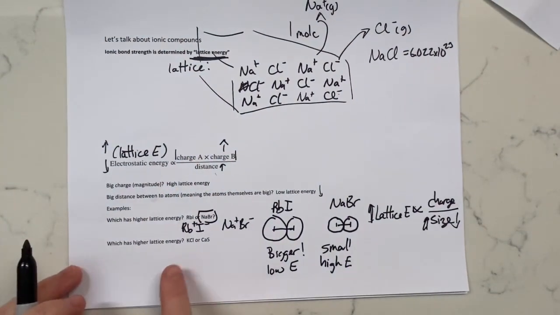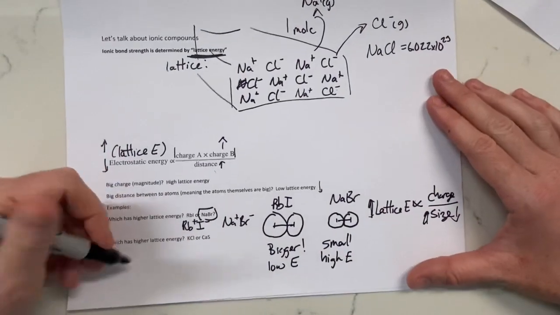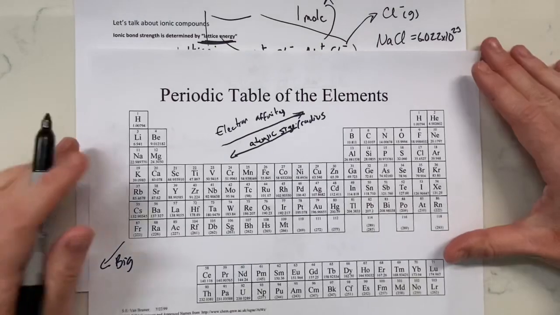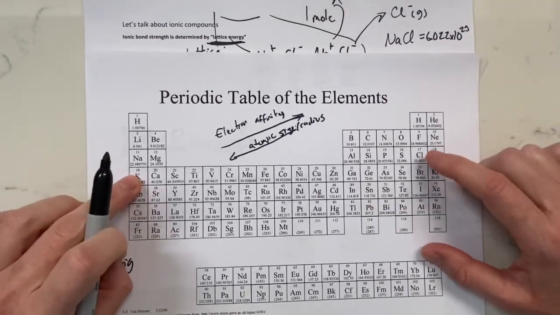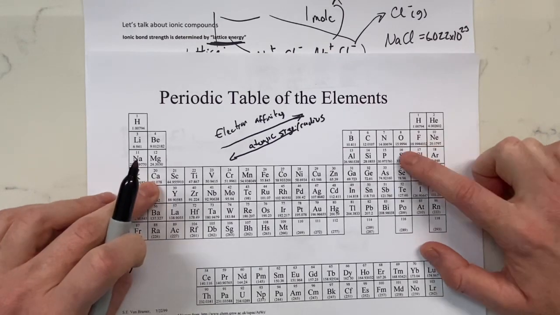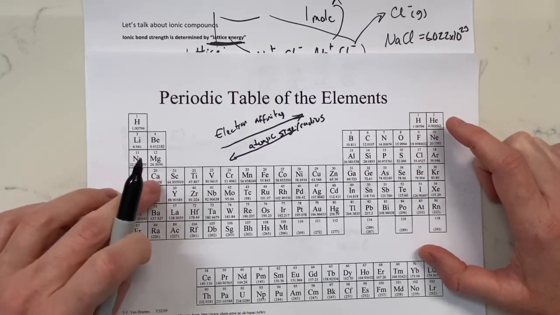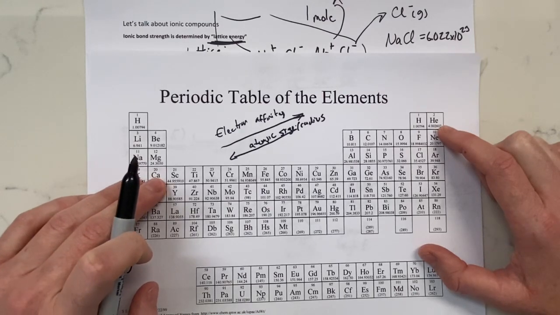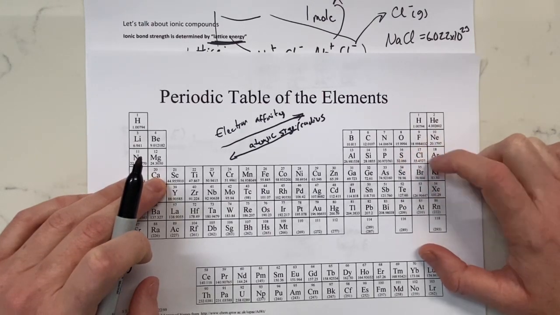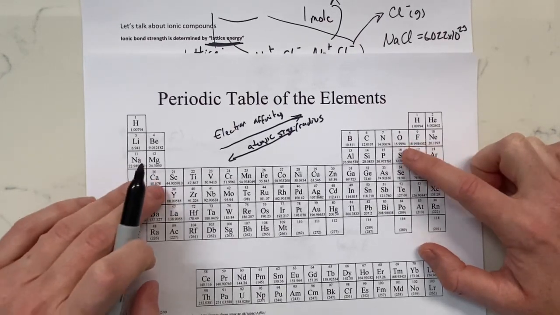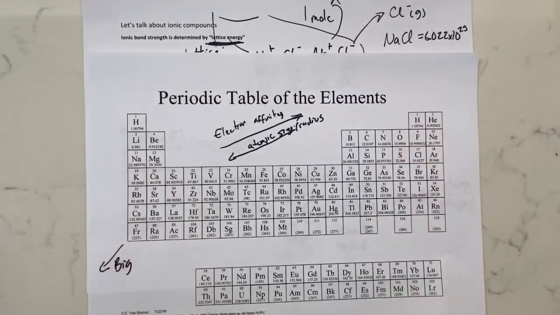Let's look at the next question. Which has a higher lattice energy, KCl or CaS? So potassium and chloride, or calcium and sulfide. Well, potassium and calcium are both very close to each other, so they'd be really similar in size. Sulfide and chloride are also very similar in size. They're also right next to each other. So we're not looking at size now. Now we're looking at charge.